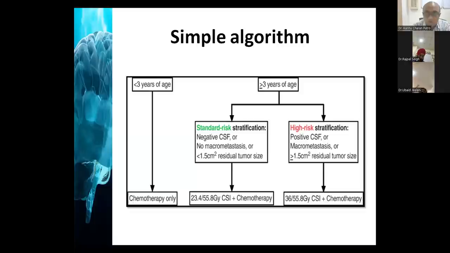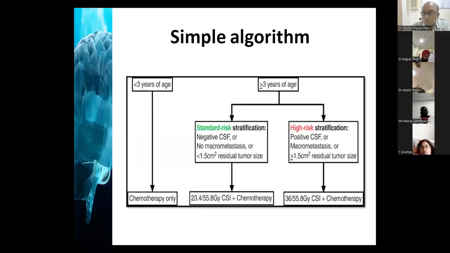If it is standard risk stratification, negative CSF cytology, no micrometastasis, less than 1.5 square centimeter residual tumor size, you can go for 23.4 Gy CSI, followed by boost till 55.8 Gy, plus chemotherapy. But if it is high risk stratification, positive CSF cytology, micrometastasis, more than 1.5 square centimeter residual tumor size, you have to go for 35 Gy total CSI, followed by 50.58 Gy boost, and chemotherapy.